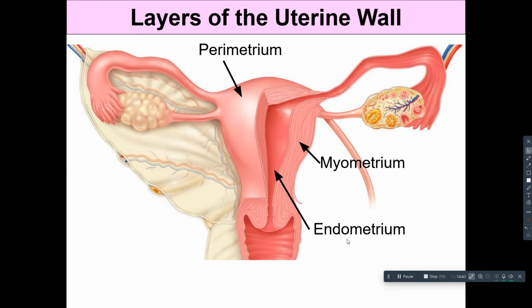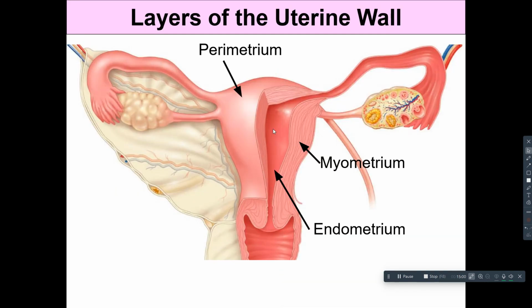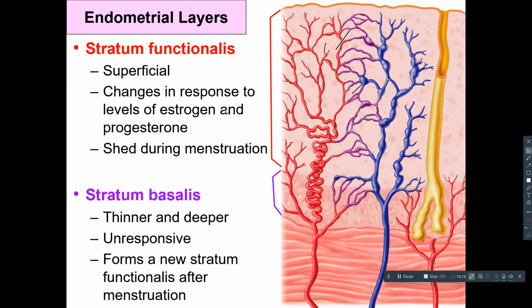All right, the uterus has three layers to its wall. It has an outer parametrium, a middle myometrium, and the lining is called the endometrium. The endometrium has two sublayers. And let me go back for a second. Of course, the myometrium is myo, that means muscle. It's made out of smooth muscle, which is going to provide the contractile force that pushes the baby out. Now, the endometrium has two sublayers.